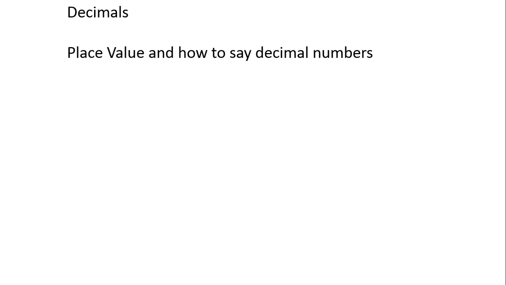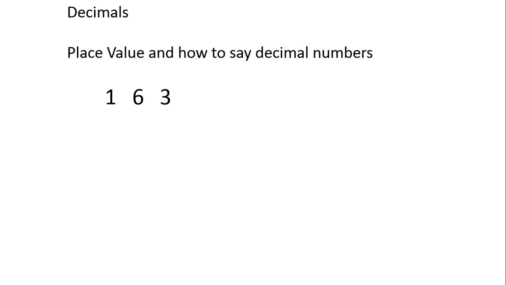Decimal numbers are based on powers of 10 in the denominators of fractions, and those powers of 10 in the denominator dictate how we say a decimal number. So let's think about place value. And we've already talked about place value when it comes to whole numbers.